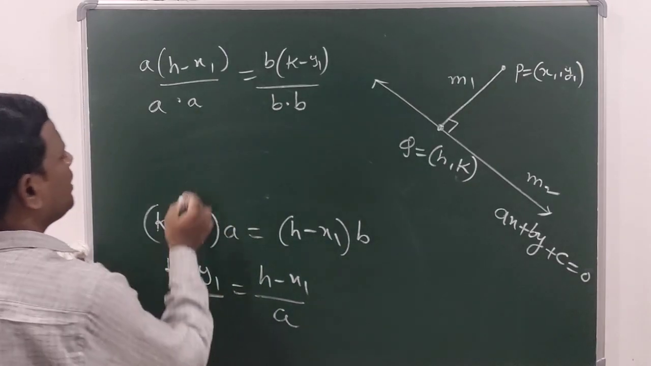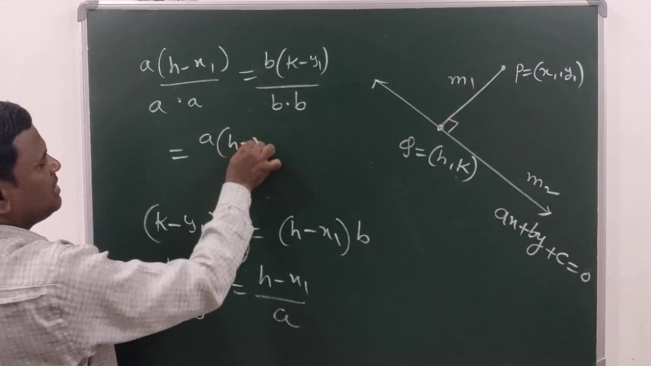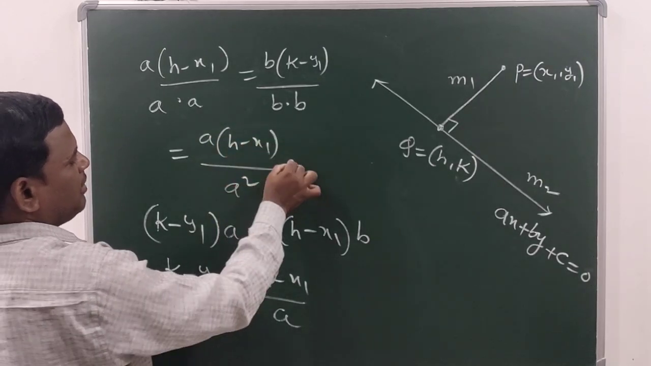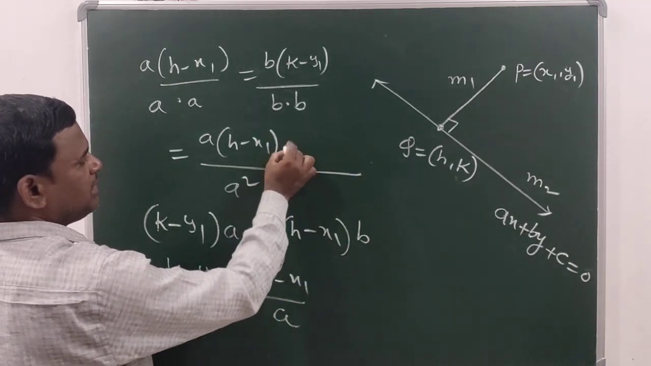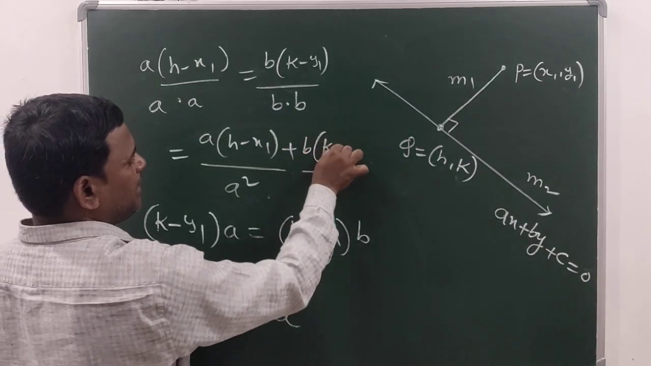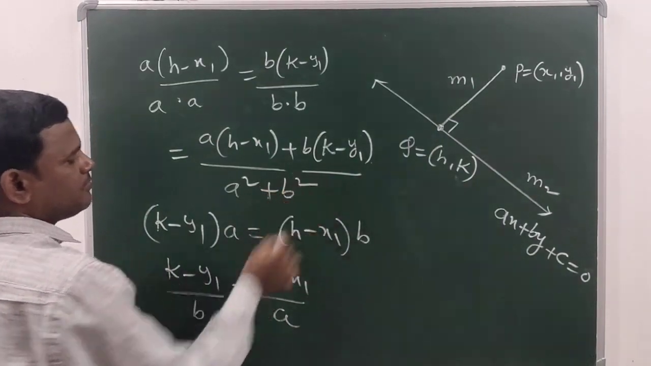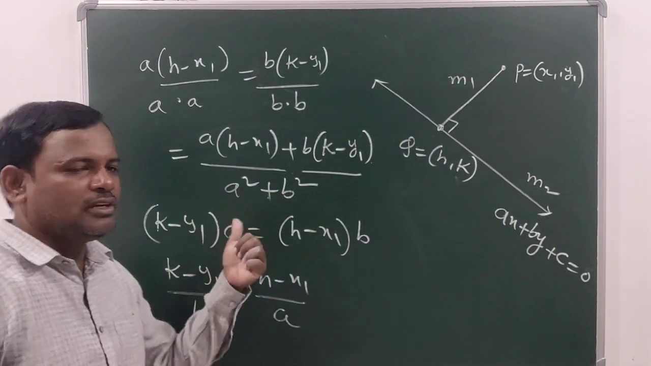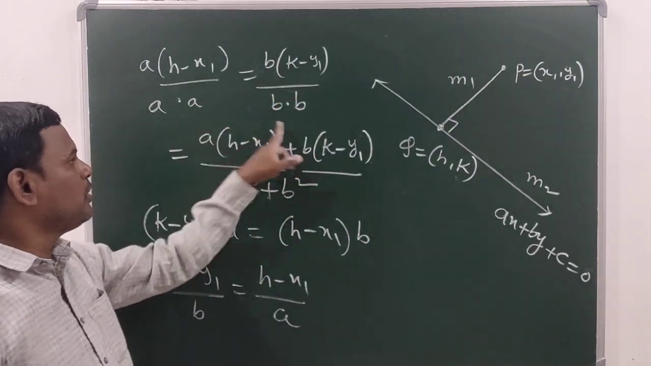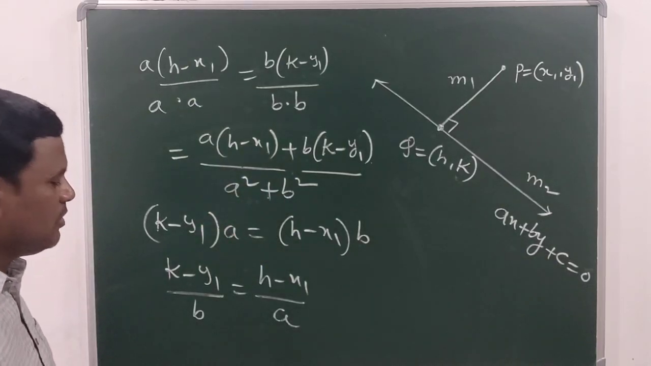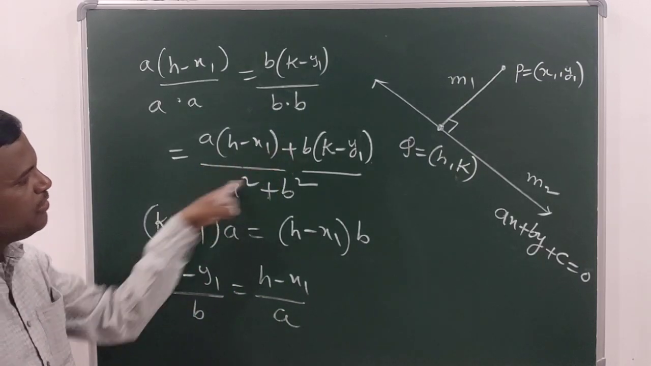And hereafter, what I am going to do? Add both in the numerator: a of h minus x1 by a square, now plus, put plus here, b of k minus y1 by b square. As per that previous property, a plus c by b plus d, in the numerator you can add, and you can add in the denominator also. Okay, students. Now h minus x1 by a, which is equal to k minus y1 by b, is equivalent to this.